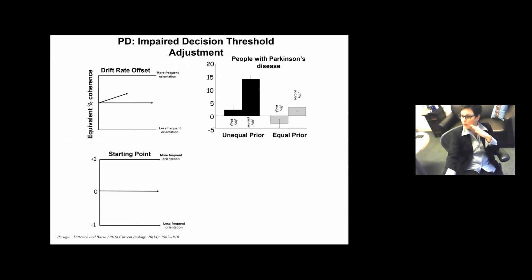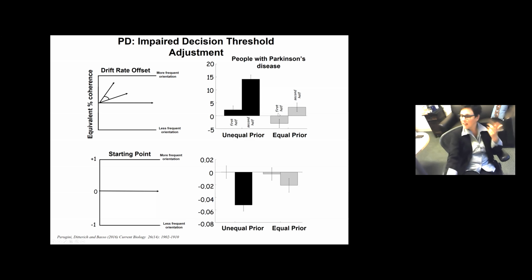So they couldn't tell you verbally, but the brain could tell us by these model parameters that something was different about these stimuli, right? Because they changed the drift rate offset here. This is just plotting the drift rate offset for the first half of trials and the second half of trials, because we assumed that it took time for them to learn about the prior. And you can see that they adjusted their drift rate for the unequal prior condition. But for the equal prior, there was really not much change.